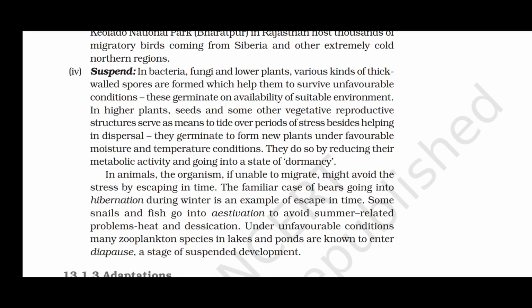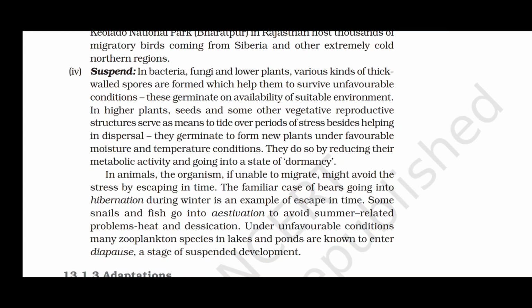In bacteria, fungi, and lower plants, various kinds of thick-walled spores are formed, which help them to survive unfavorable conditions. These germinate on availability of a suitable environment. In higher plants, seeds and some other vegetative reproductive structures serve as means to tide over periods of stress besides helping in dispersal. They germinate to form new plants under favorable moisture and temperature conditions. They do so by reducing their metabolic activity and going into a state of dormancy.